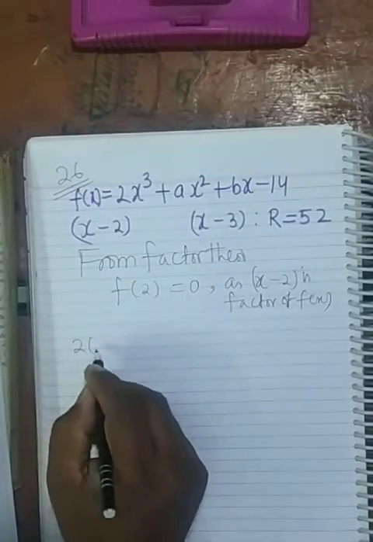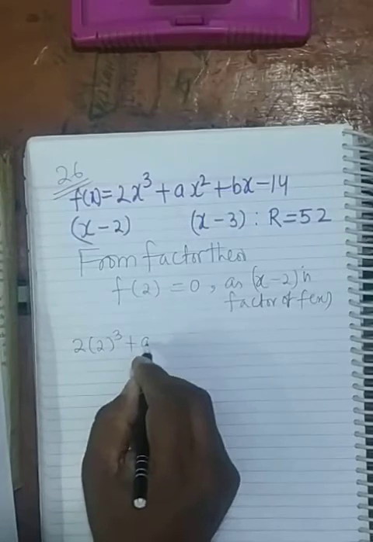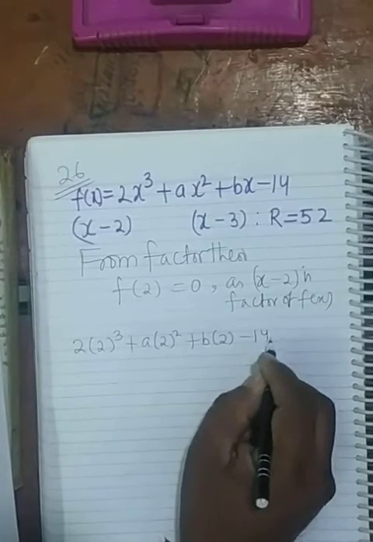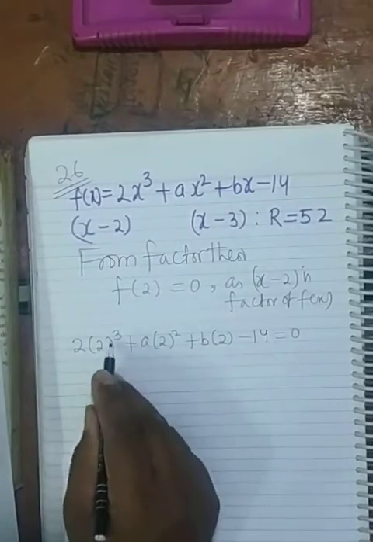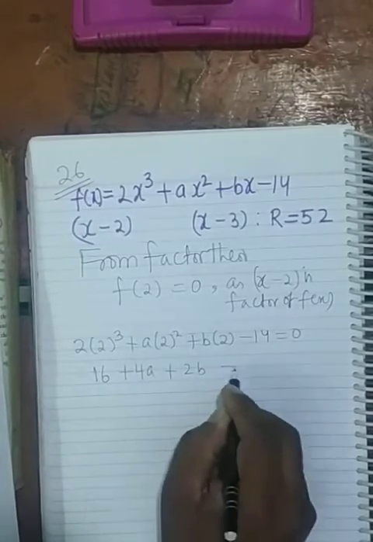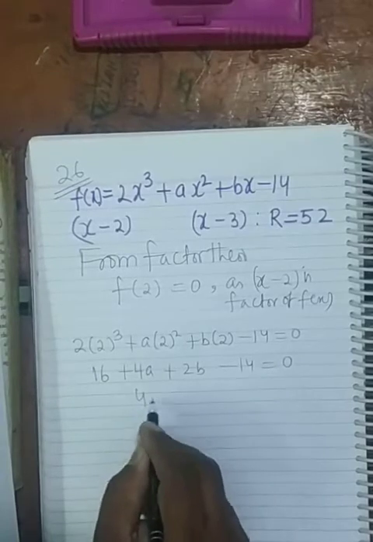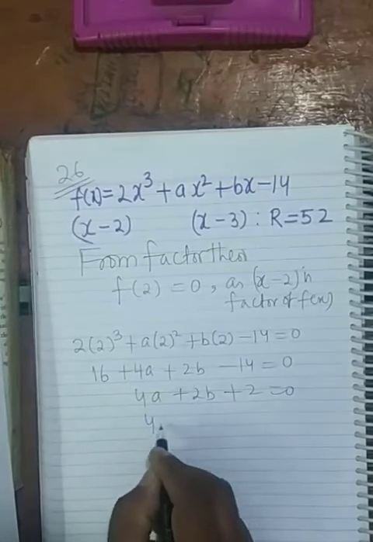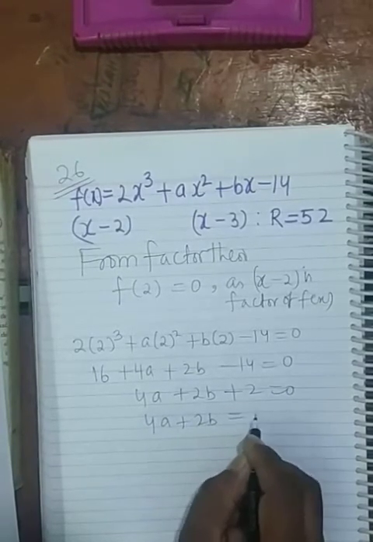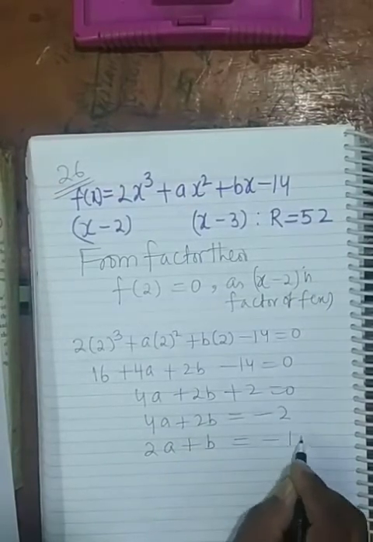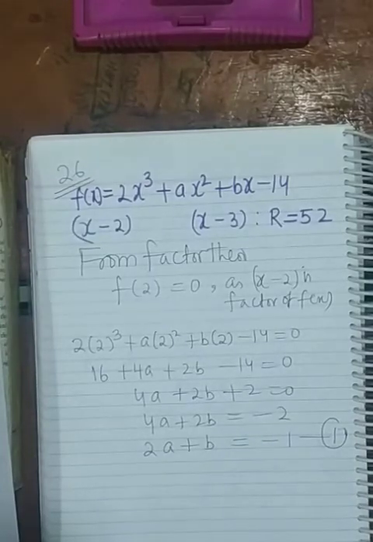F of 2 is 0, so 2 into 2 cube plus a into 2 square plus b into 2 minus 14 equals 0. Simplifying, 16 plus 4a plus 2b minus 14 equals 0. So 4a plus 2b plus 2 equals 0, so 4a plus 2b equals minus 2. On simplifying further, 2a plus b equals minus 1. This is equation 1. It is clear?